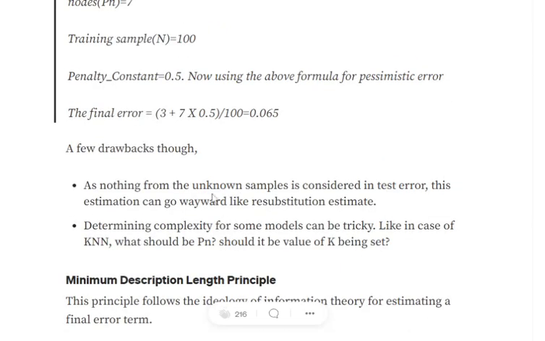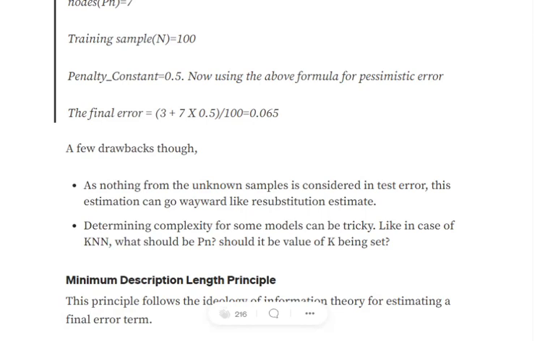So a few drawbacks to pessimistic error is that, as again nothing from the unknown samples has been seen, it can again go wayward, as pessimistic error doesn't have a separate validation data set. Determining complexity for a few of the models can be very tricky.